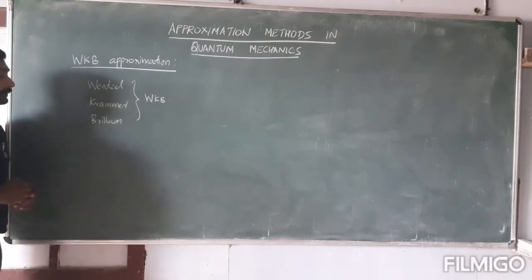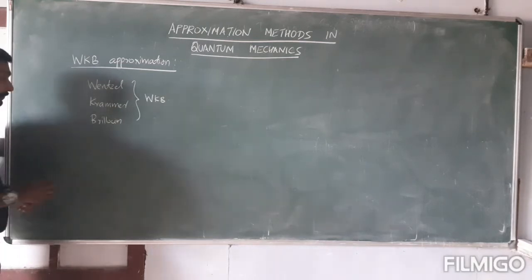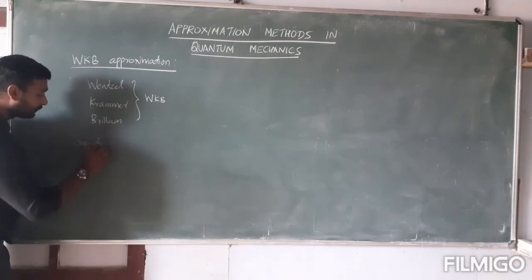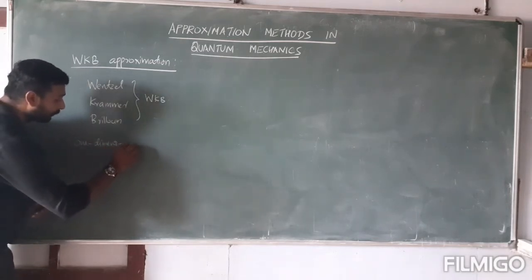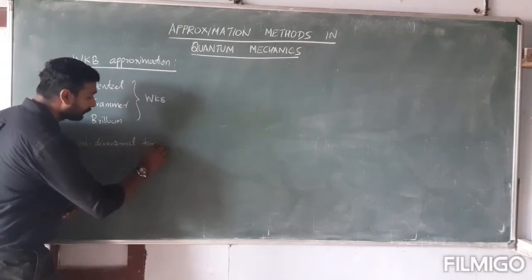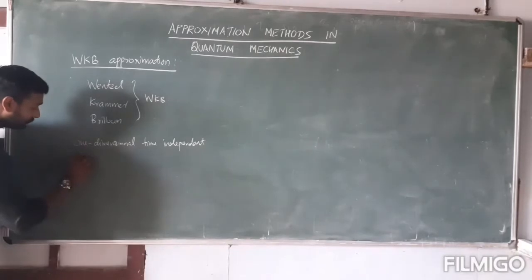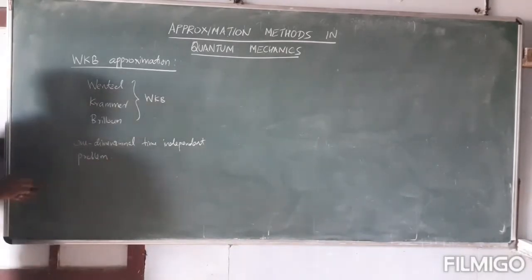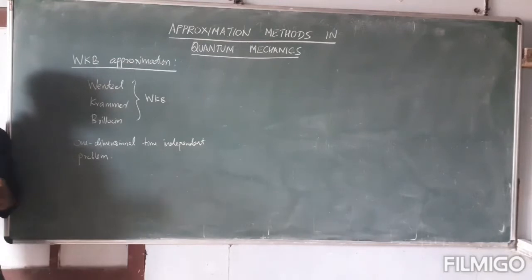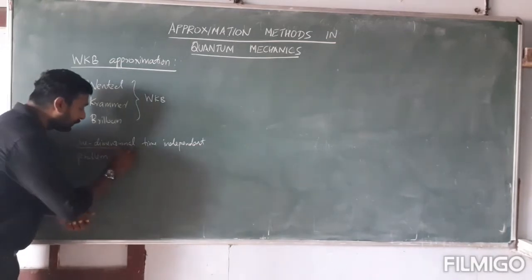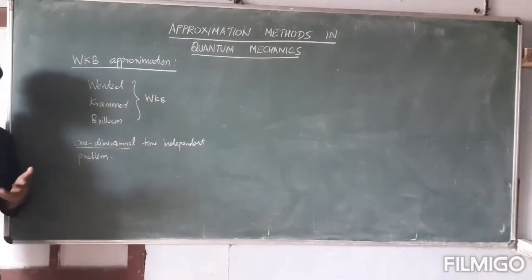Now this approximation is valid only for one dimensional, time independent problems. That is, the WKB approximation is not valid for time dependent problems. Moreover it is one dimensional, but that is not a much bigger issue. If you have three dimensions also, it is possible to divide a three dimensional problem into three one dimensional problems, as we saw while discussing the harmonic oscillator problem.